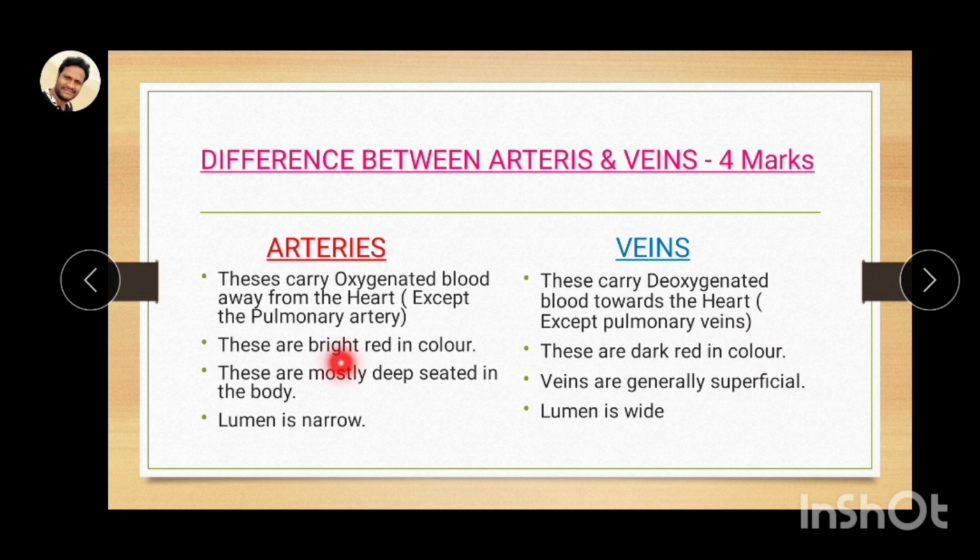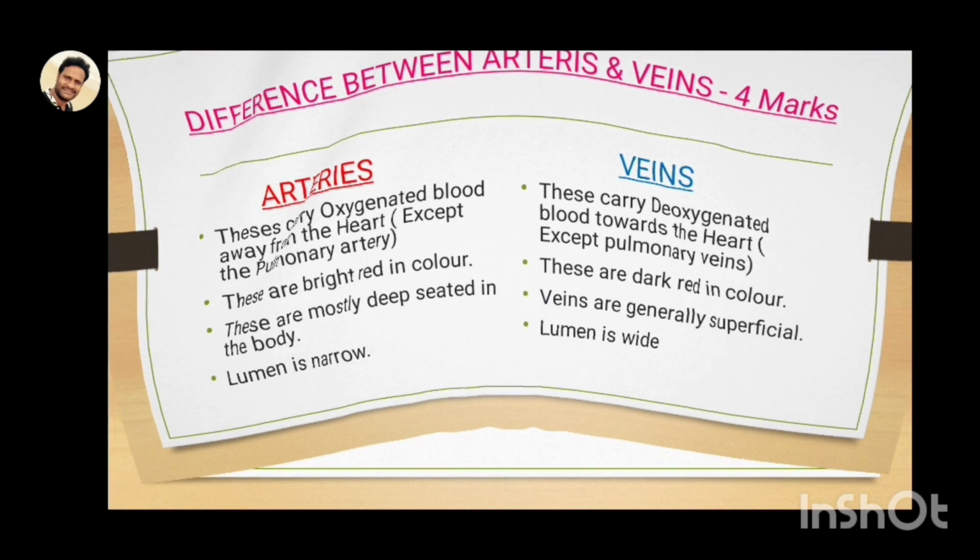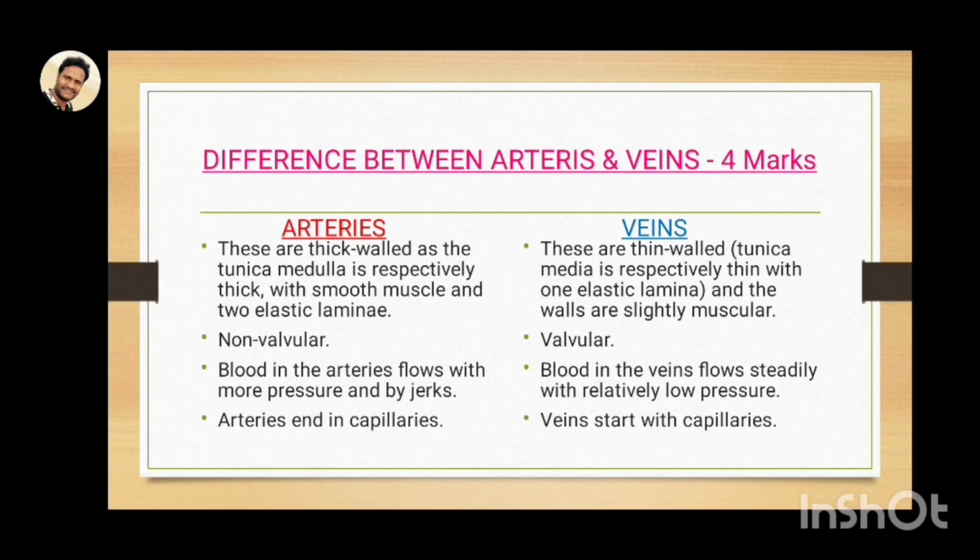The second point: the artery is bright red in color and the vein is dark red. Next, the artery is mostly deep seated in the body and the vein is generally superficial. The lumen is very narrow in arteries, and very wide in veins. The arteries' walls are very thick, because of the tunica media, excess smooth muscles, and 2 elastic laminae.